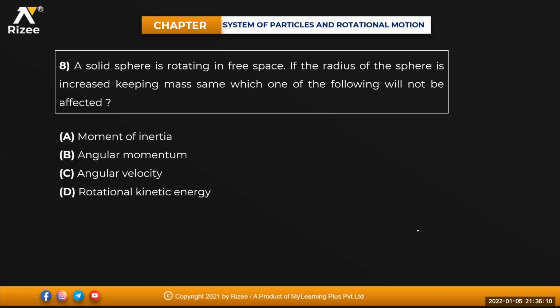Clear? Sure. The solid sphere is rotating in free space. If the radius of the sphere is increased, keeping the mass the same, then which one of the following will not be affected? Good question, beta. See, here mass is remaining the same. There is no change in the mass. And radius is increased. Radius is increased, beta. Then moment of inertia and rotational kinetic energy and angular momentum will change.